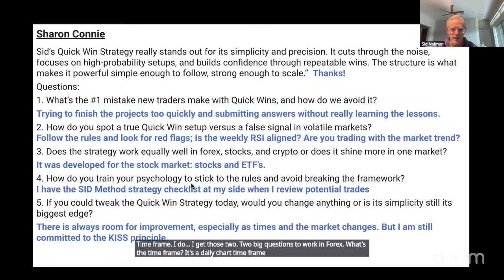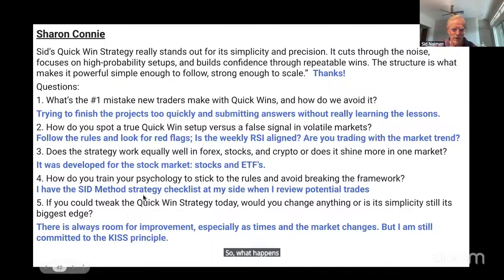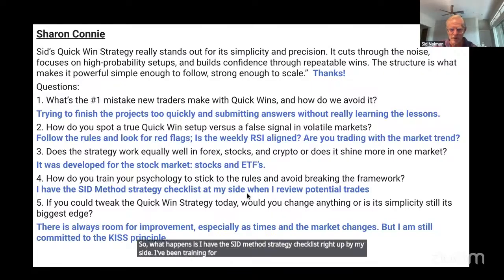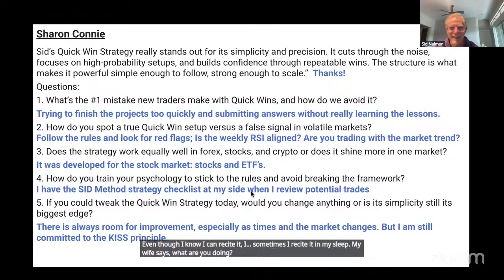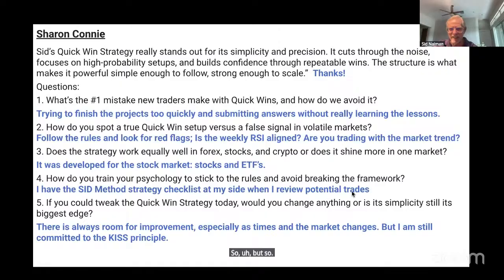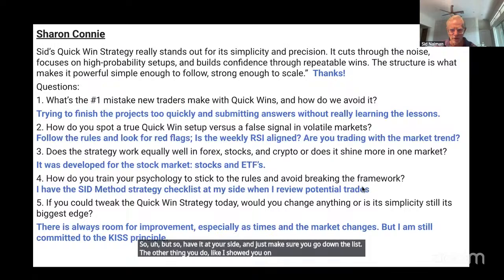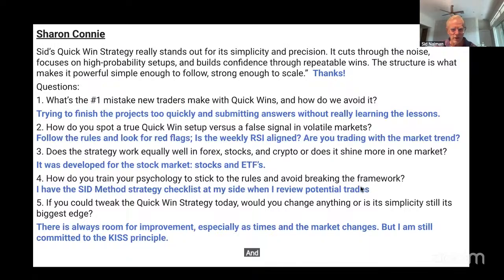How do you train your psychology to stick to the rules and avoid breaking the framework? That's another great question. I have the Sid Method strategy checklist right by my side. I've been trading for many, many years, and even so, I have it right next to me. I look at the checklist, even though I know I can recite it. Sometimes I recite it in my sleep. My wife says, "What are you doing?" So have it at your side and make sure you go down the list. The other thing you can do, like I showed you on the chart, is put it on the chart and go through the steps on the chart, and it'll make you stick to the strategy.